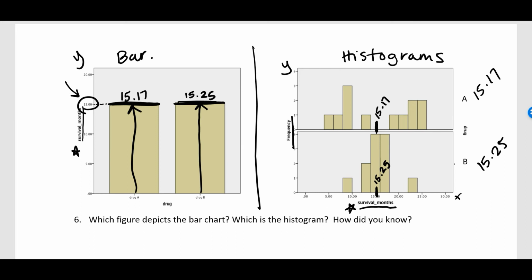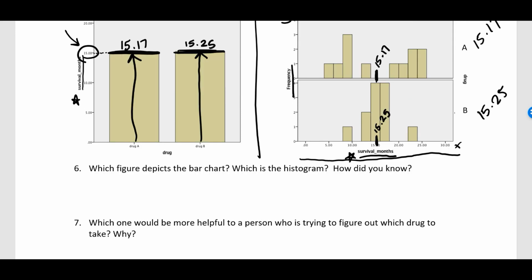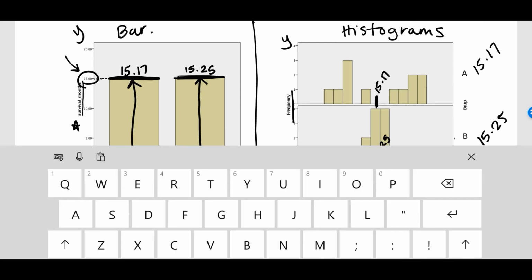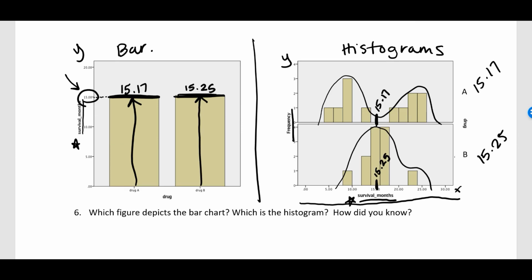So if we want to look at the means, we have to look at the mean what? The mean number of months, the mean survival months. So we want to look at that axis and find our 15.17 and our 15.25 there. Okay, so hopefully that clears up number 8 for you a bit. Again, we can see those averages look pretty close, just like they do on our bar chart. However, look at all this additional information that we're given versus the bar chart. The bar chart, that's it. All we know are the means.